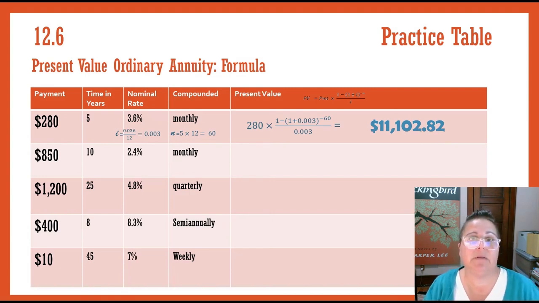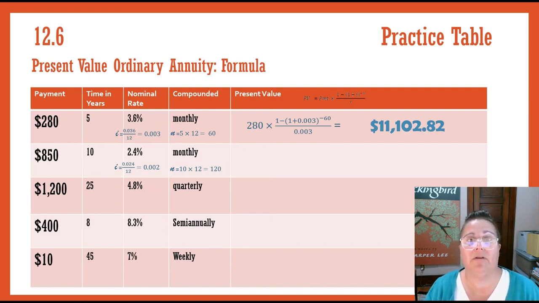The second example has a payment of $850, compounding monthly, so we're going to take it every month. We have a 2.4% interest rate, compounded monthly, because it has to be the same. This is a simple annuity for the next 10 years. So finding our I and our N, our interest per period would be 0.024 divided by 12. Total number of periods would be 12 times a year for 10 years, or 120. The payment that they would like to receive is $850.